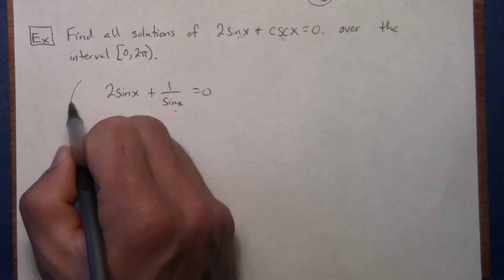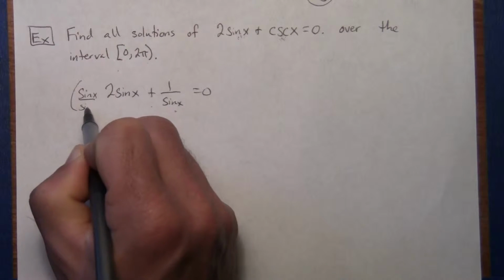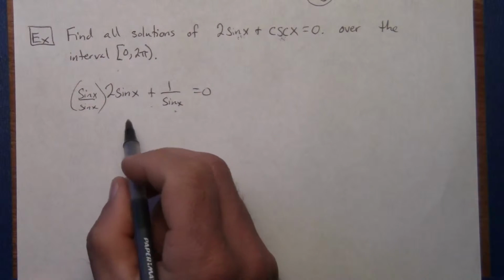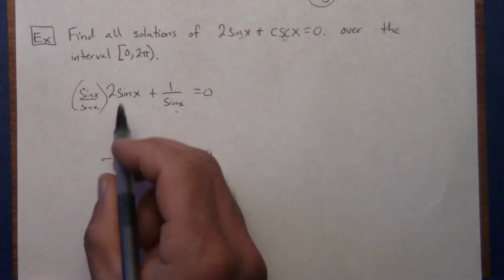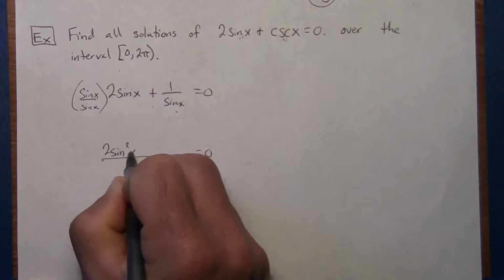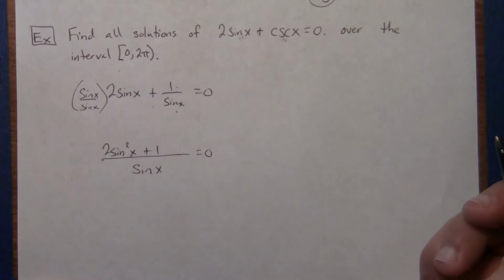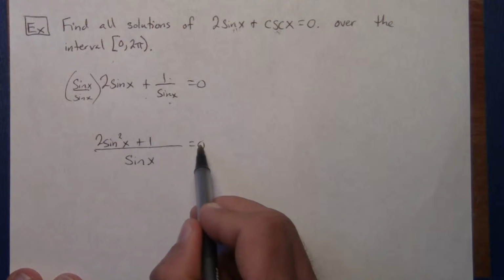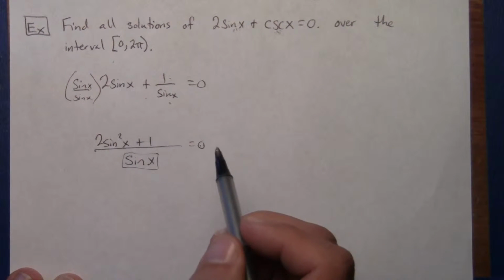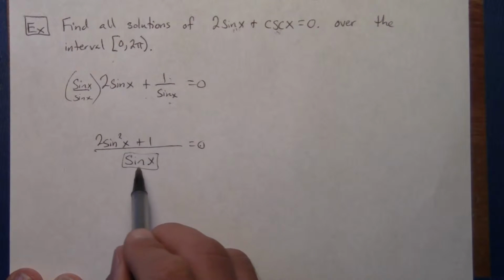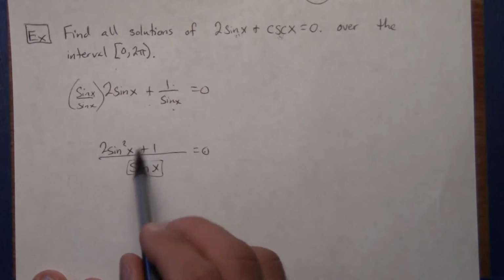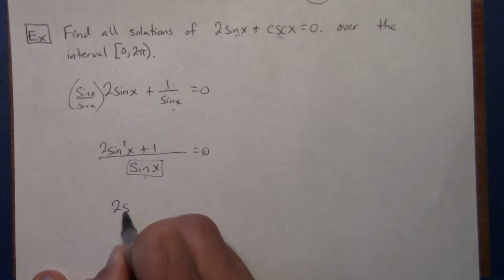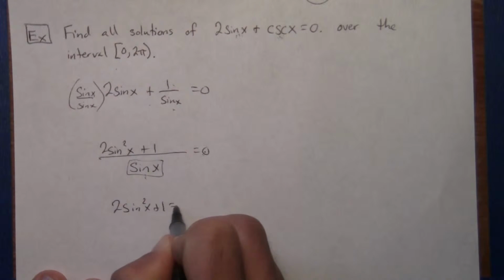So if I do that, I'm going to have to multiply this by sine x over sine x so that I have a common denominator. And my common denominator is going to be sine x. My numerator now, if I multiply this out, is going to give me 2 sine squared x plus 1. And then I can cross multiply. Now because this is in the denominator, this is like a restriction. That means that when I get done solving, the sine of x cannot equal 0. If I do get that the sine of x is equal to 0, I would have to eliminate that, which you'll see here in a second if it happens. So I'm going to cross multiply, which will give me 2 sine squared x plus 1 is equal to 0.